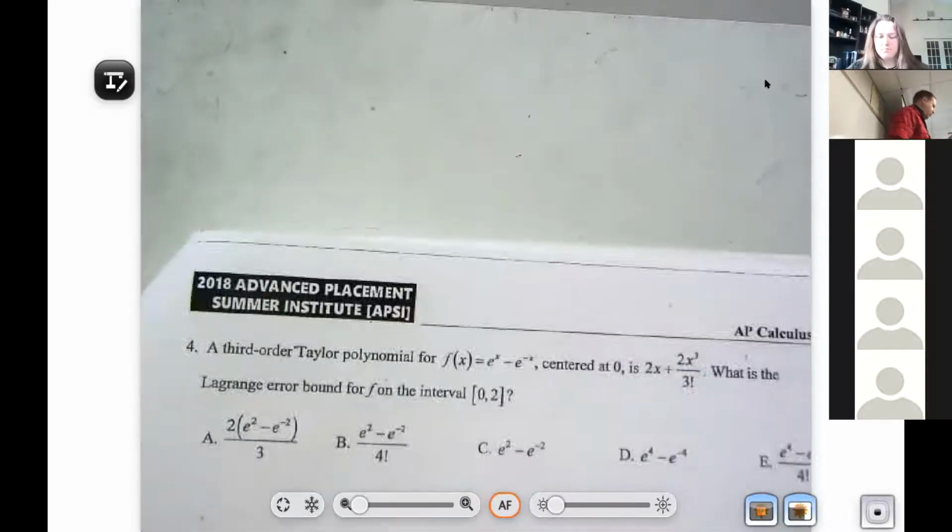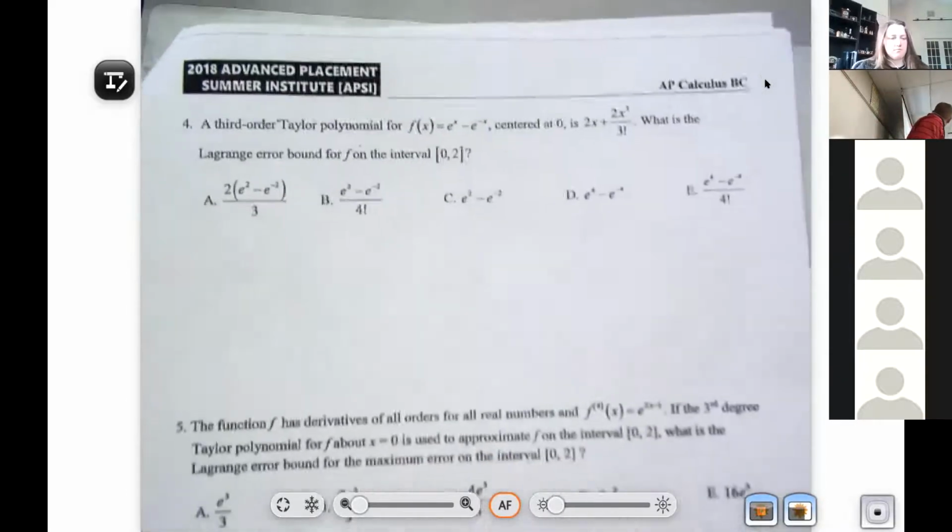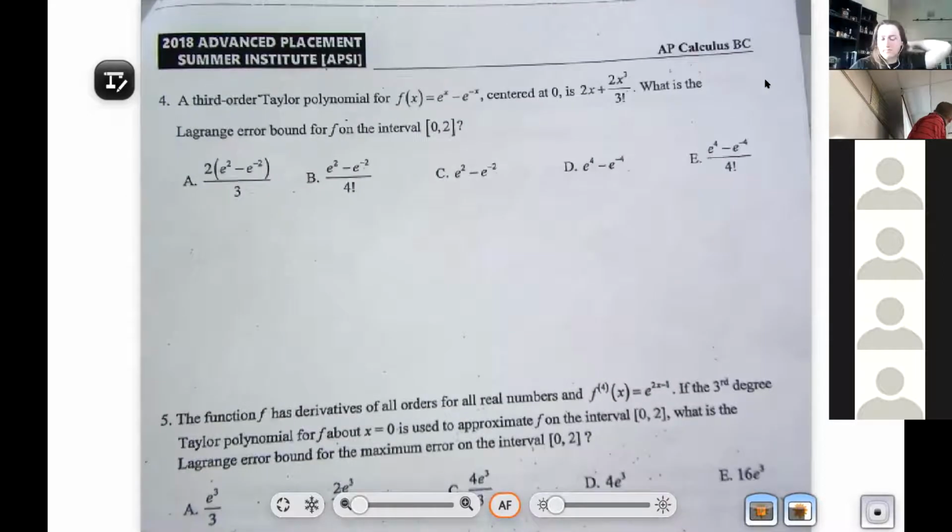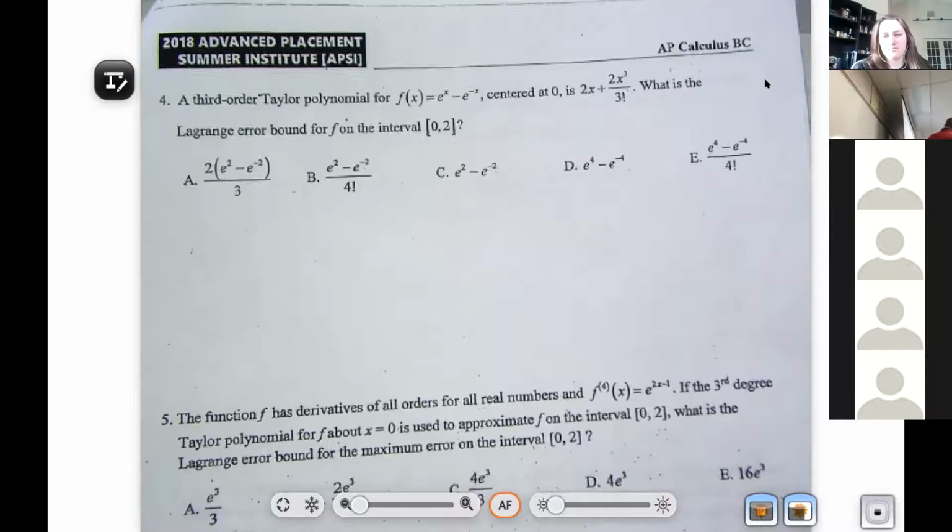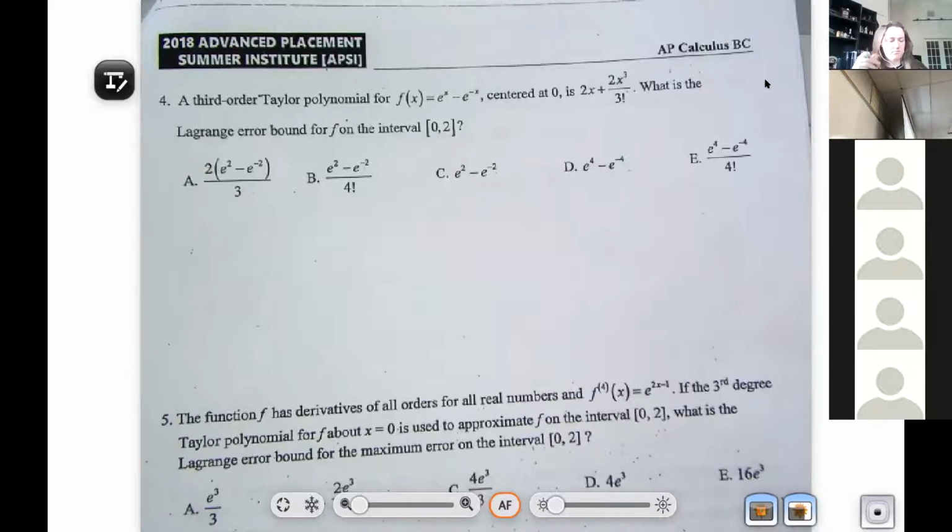Okay, so number 4. We have a third order Taylor polynomial for f of x centered at 0 is 2x plus 2x cubed over 3 factorial. What is the Lagrange error bound for f on the interval 0 to 2?